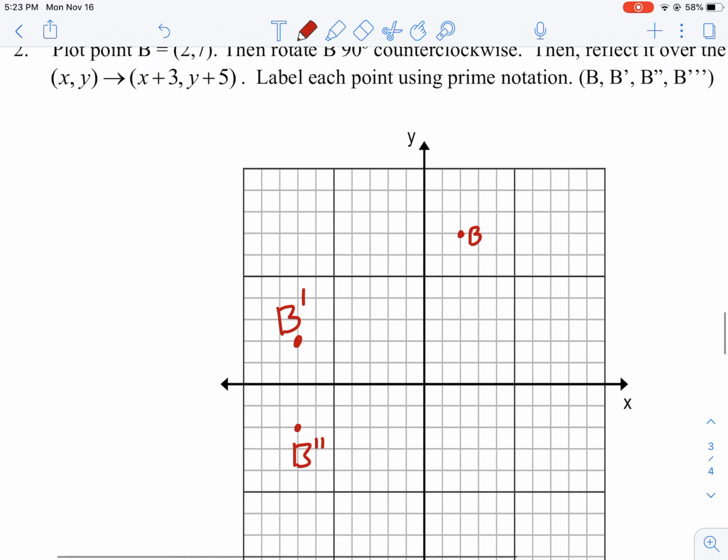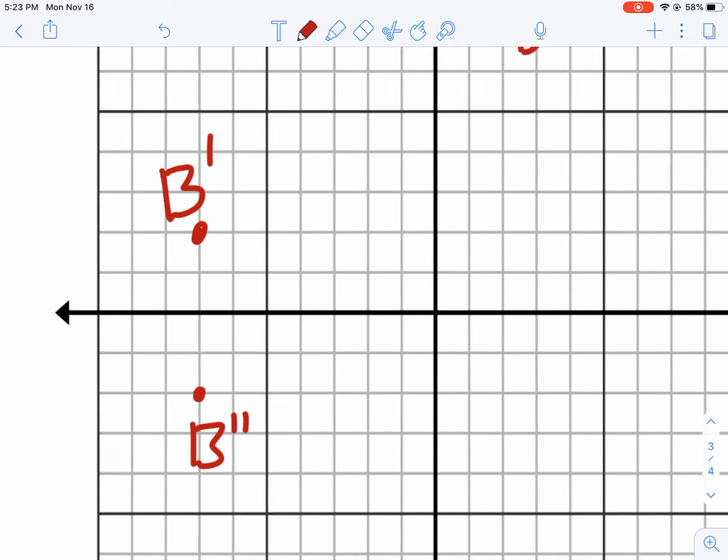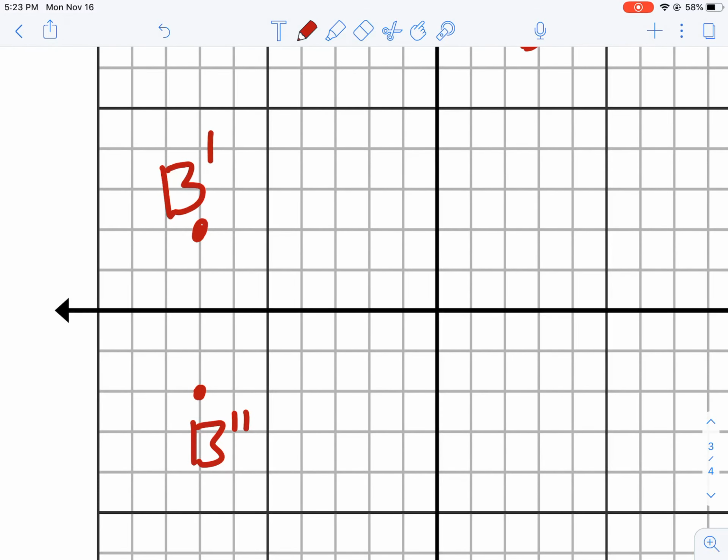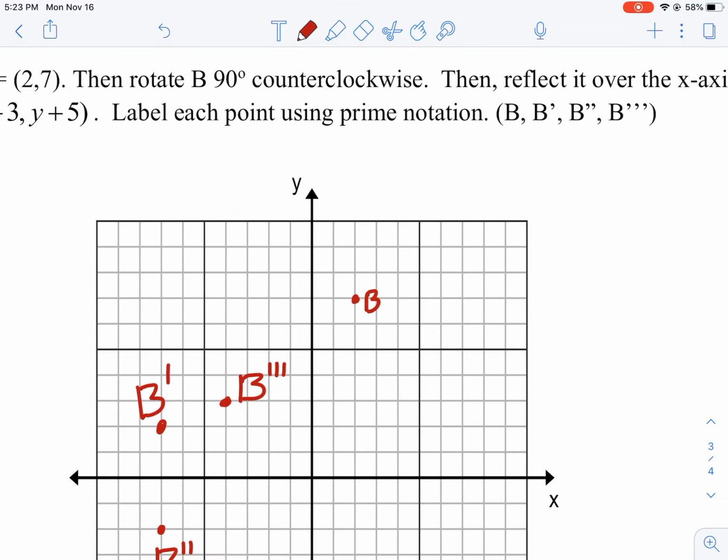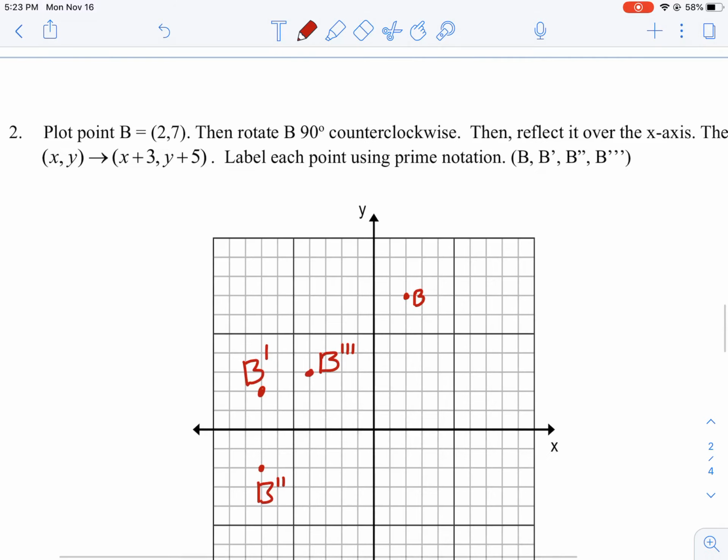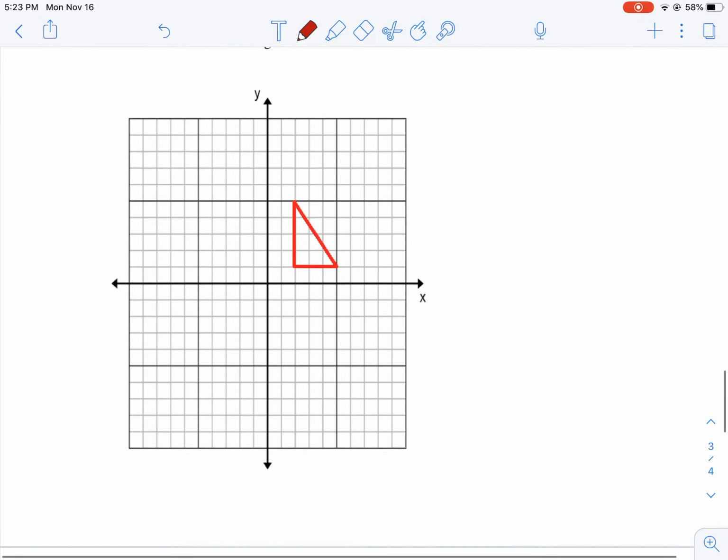Then translate by x plus 3, y plus 5. So x plus 3, that's to the right 3. 1, 2, 3. And then up 5. 1, 2, 3, 4, 5. So that's B triple prime. And that's it. That's all 4 points. So that's how you do that problem.